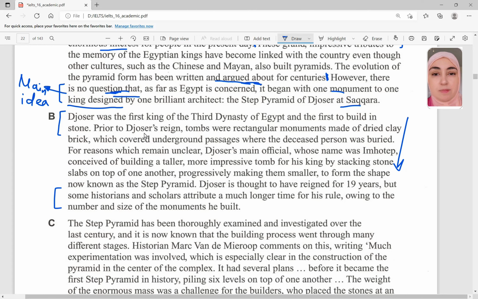So Hoser was the first king of the 3rd dynasty of Egypt and the first to build in stone. Okay, so he was the first one to do what? Okay, build in stone.